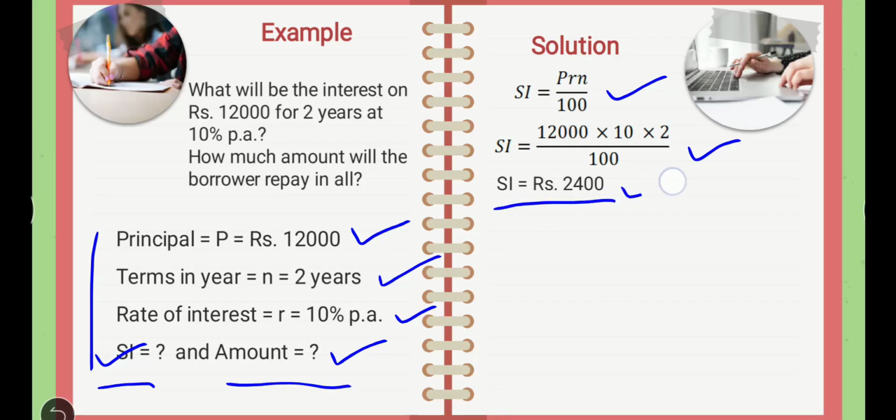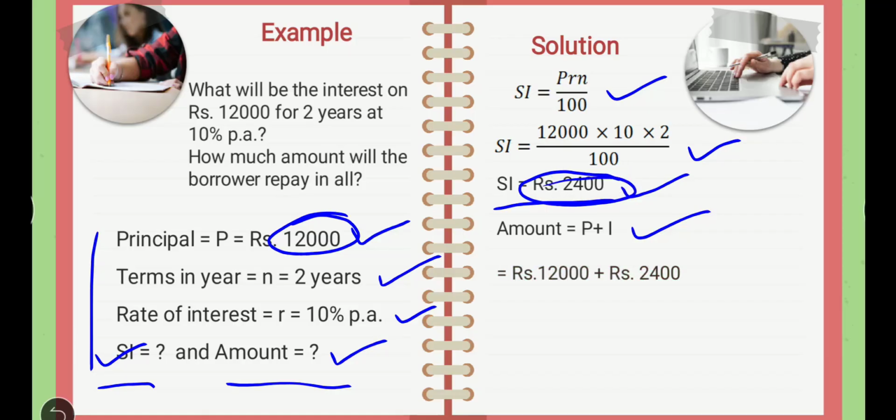Now what is the second question? How much amount will the borrower repay in all? It means here we have to calculate amount, and amount is equal to P plus simple interest. It means principal plus interest. What is the principal? Principal is 12,000 and interest is 2,400. It means 12,000 plus 2,400.